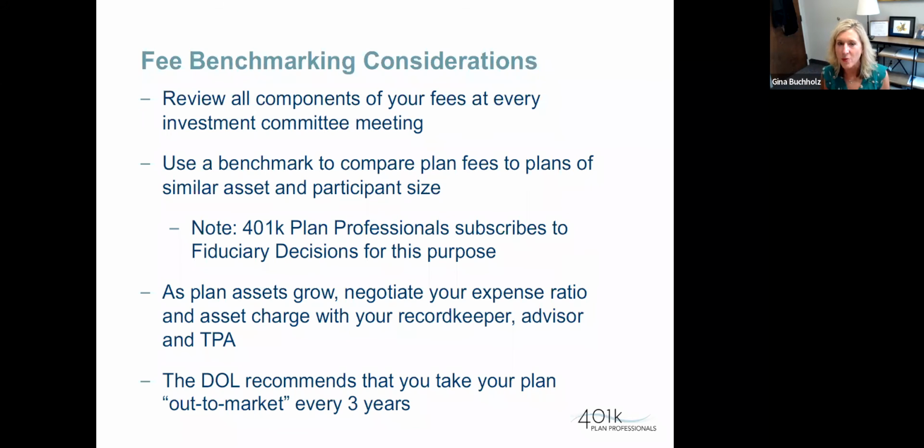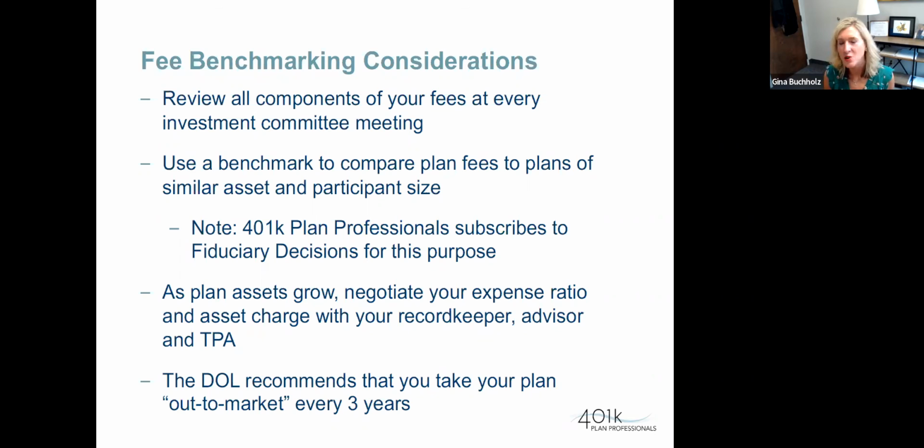We'll get bids from other record keepers, generally about every 3 years. So we may have done this for you. We may have talked about it in committee meetings. We'll get 3 or 4 different pricing proposals, and we'll compare that to what you're currently paying. So it gives us an opportunity to make sure that your fees are within the range of what we would deem to be normal.